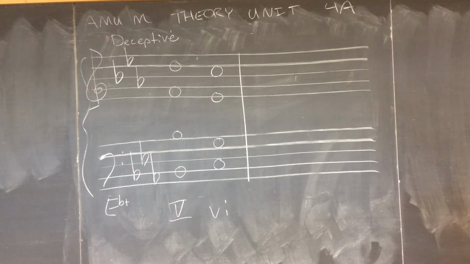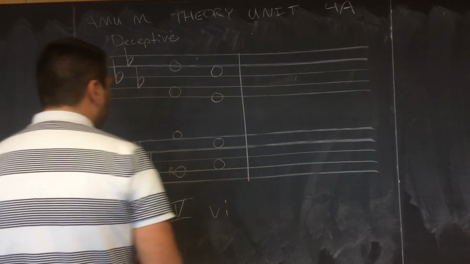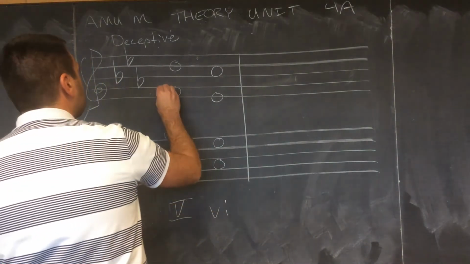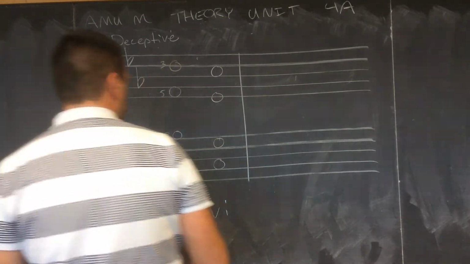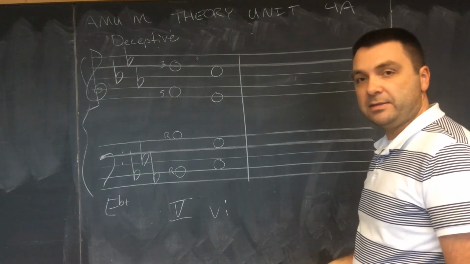So E flat major, what's the dominant? Should be a B flat, and it is because we're in root position. So here's our root as B flat. We got another root here, so B flat, D, and F, right? So there's the fifth, there's the third. Now let's look at the resolution. We're being deceptive again in this cadence.